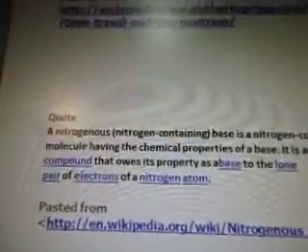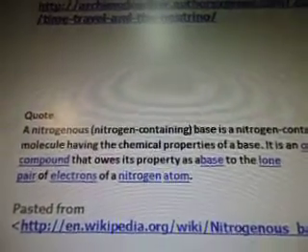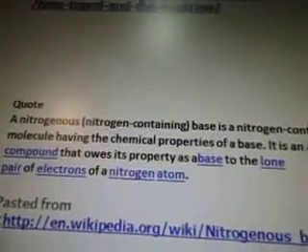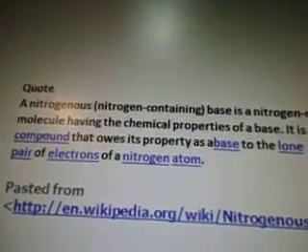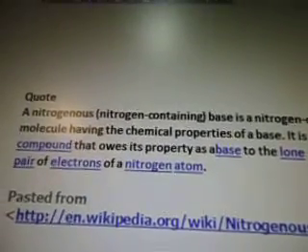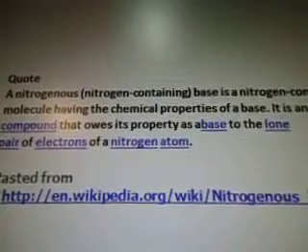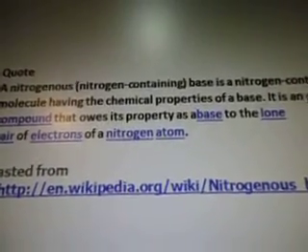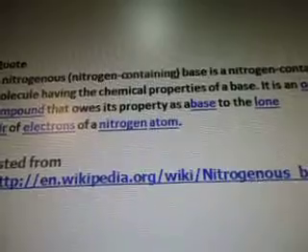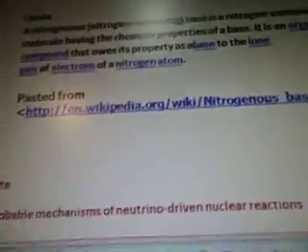Quote, a nitrogenous, nitrogen-containing base. I wanted to know what that was. So it's a nitrogen-containing molecule having the chemical properties of a base. It is an organic compound that owes its property as a base to the lone pair of electrons of a nitrogen atom. Okay, and quote, so we brought up another quote here.